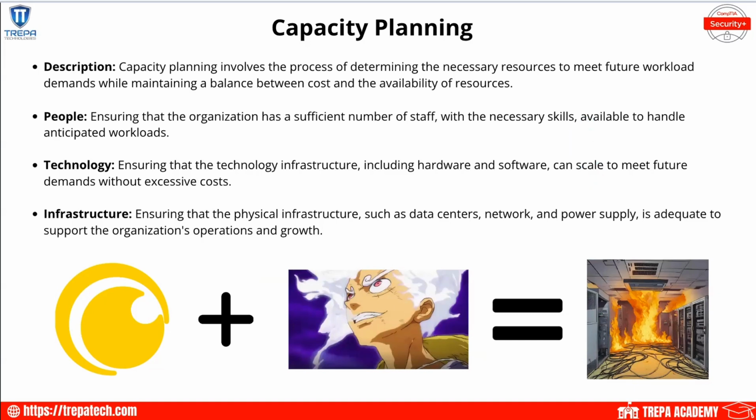Capacity planning. So capacity planning involves the process of determining the necessary resources to meet future workload demands while maintaining a balance between cost and availability of resources. But what we're saying here is that as an organization, do we understand our peaks? Do we understand how we have to scale and how elastic we have to be to ensure we don't have downtime? So a great example of this is really any streaming service, right?